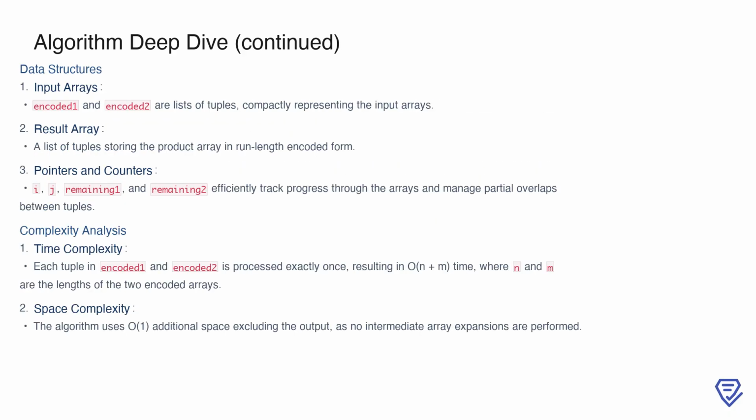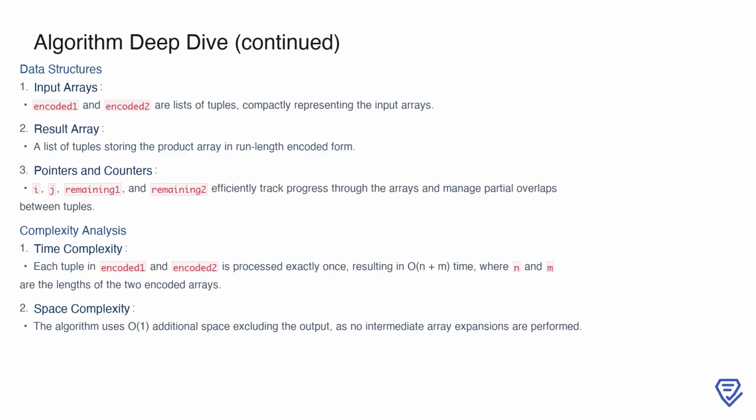To implement this algorithm, we rely on a few essential data structures. The input arrays, encoded 1 and encoded 2, are lists of tuples that represent the compressed data. The result array is also a list of tuples, storing the product array in a run-length encoded form. Additionally, we use pointers i and j to traverse the two input arrays, along with counters remaining 1 and remaining 2 to track the elements left to process in each tuple.